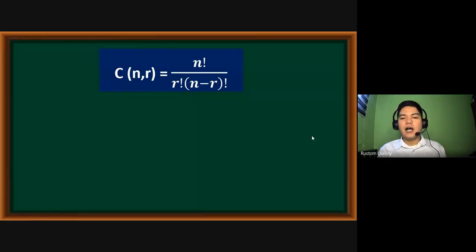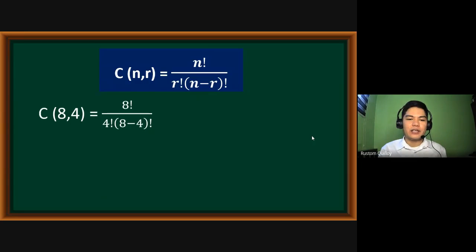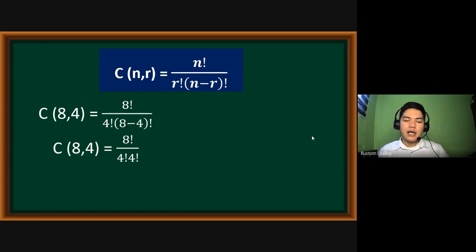Ayan, n factorial over r factorial. Ayan pa rin ating formula. Quantity n minus r factorial. So 8 factorial over 4 factorial, quantity 8 minus 4 factorial. So ayan, we have 8 factorial over 4 factorial times 4 factorial.